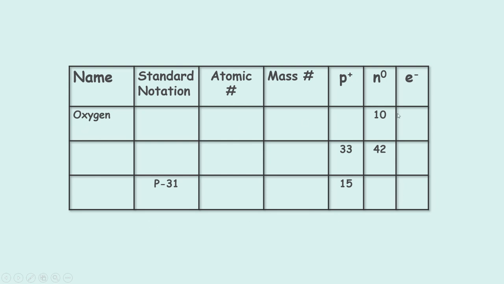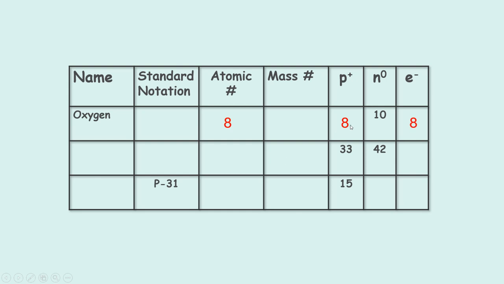So in our first example here, we have the name of the element, which is oxygen, and we know that we have 10 neutrons. Okay, so the first thing I'm going to do is figure out the atomic number. So I know the name of the element is oxygen. I can go to my periodic table and find oxygen, and its atomic number is 8. So now that I know the atomic number, that will also tell me the number of protons and the number of electrons. So I can fill those in.